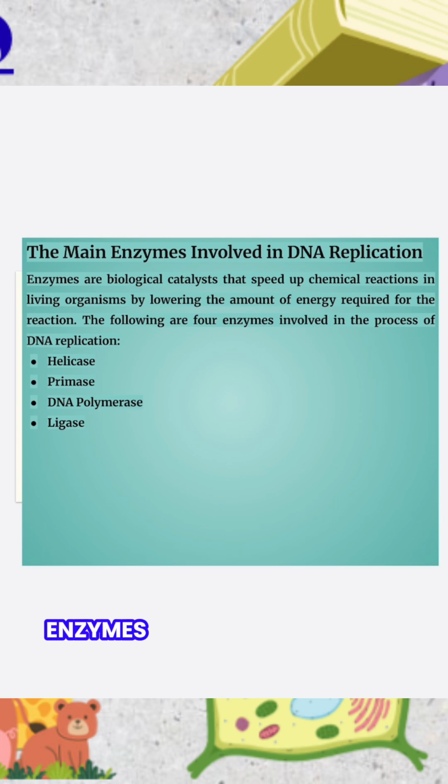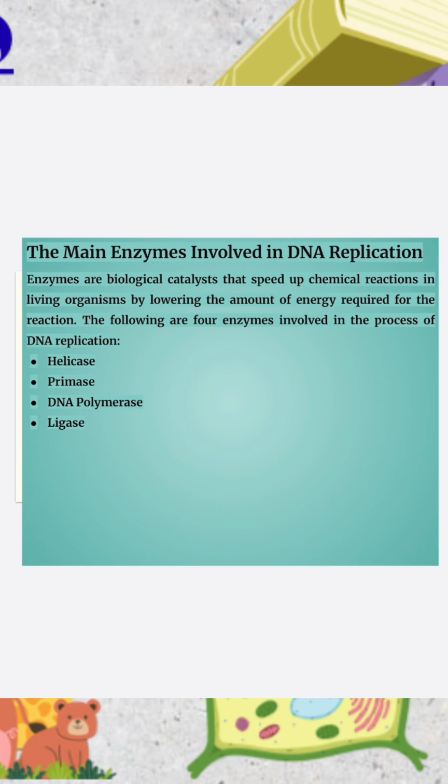Now, what are the main enzymes involved in DNA replication? When we talk about enzymes, they are like the workers in a biological factory. Each one has a specific job that helps the replication process go smoothly. Here are the main enzymes and what they do. Number one is the helicase.